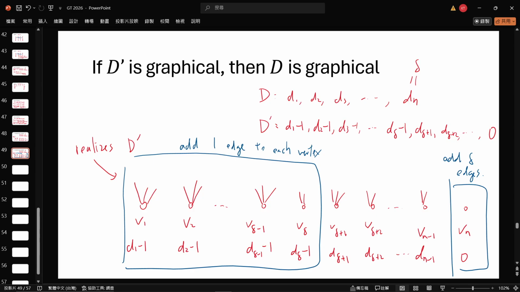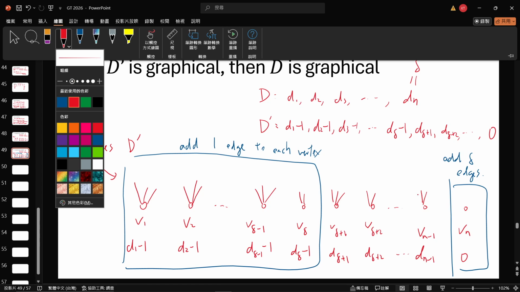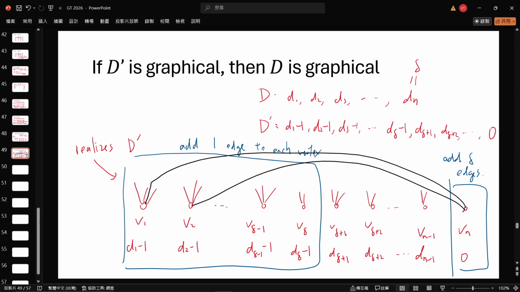All right, so really this is not difficult at all. To satisfy these two constraints, all we have to do is to create edges between Vn and V1, Vn and V2, up to Vn and V delta minus 1, and Vn and V delta. And then we're done. And then we get a graph that realizes D.